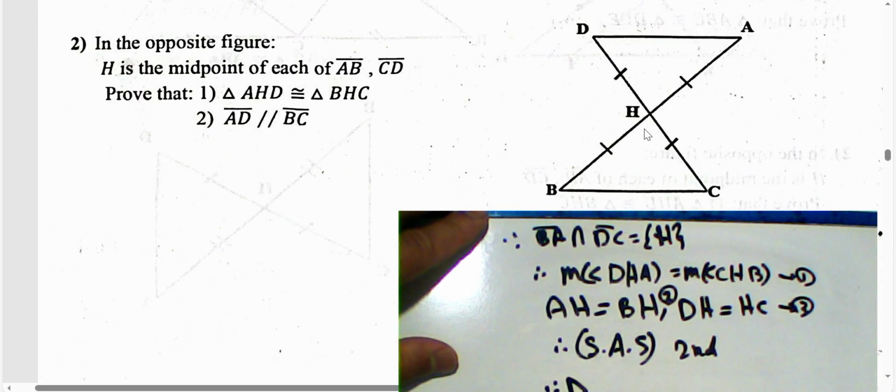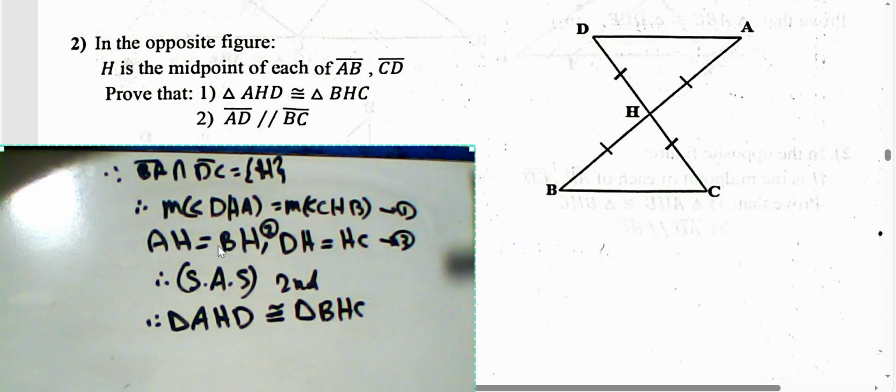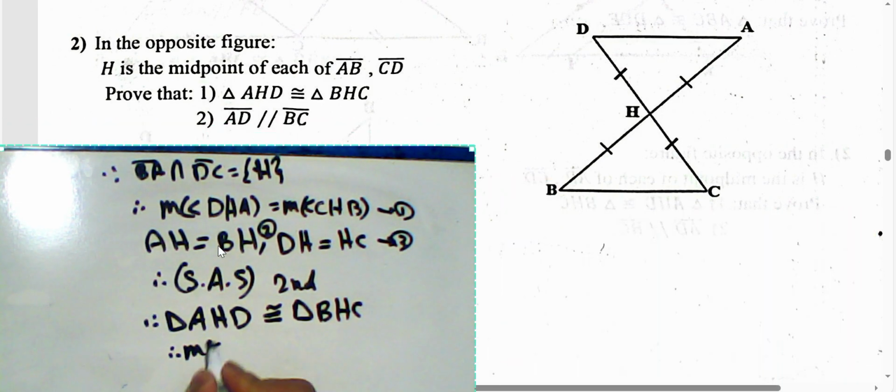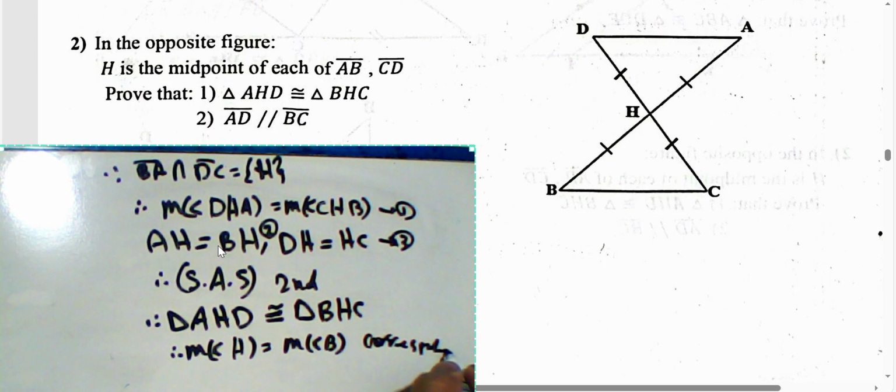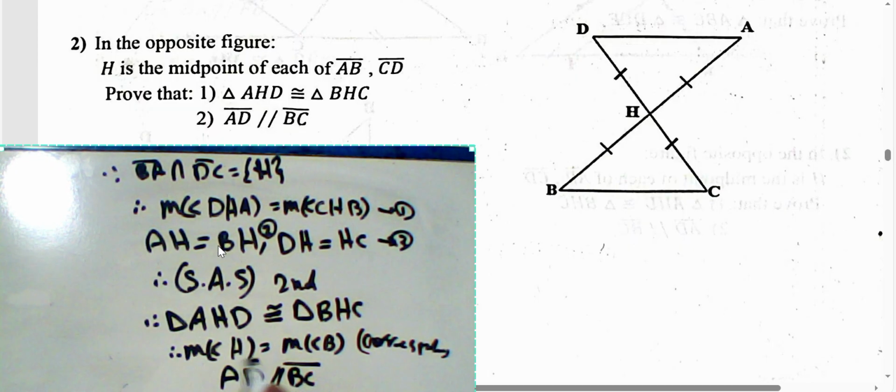And then the first triangle AHD is congruent to the second triangle BHC. They are congruent. And also we can find the measure of angle. Then the measure of angle A is equal to the measure of angle B. We called it corresponding angles. Then AD will be parallel to BC. Okay, understood? Why are they parallel?